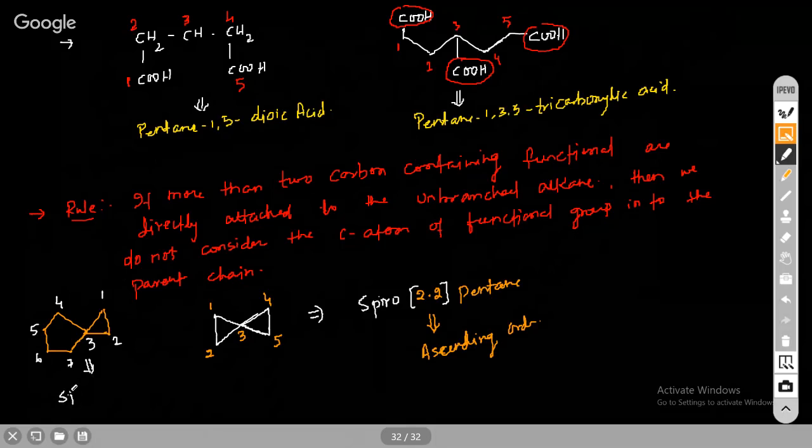The name will be spiro, open bracket, heptane. And here we write the numbers in ascending order. So first we'll write these two carbons. So 2 dot, here we have, except this one, 4 carbons, right? So spiro 2.4 heptane. Is it clear?